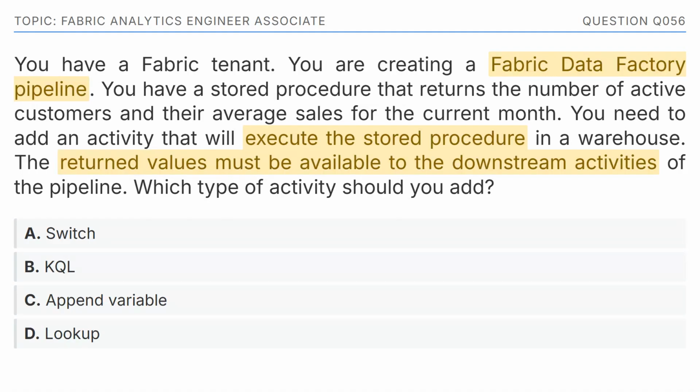To arrive at the correct answer, we focus on the keywords: execute the stored procedure, returned values must be available to the downstream activities, Fabric data factory pipeline. The correct answer is option D, lookup.